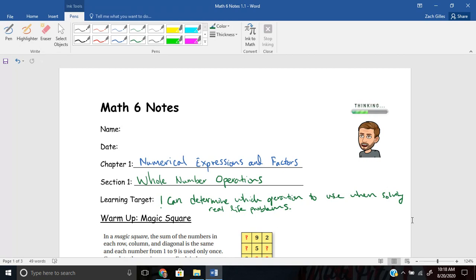Today, really what we're going to be doing is a lot of reviewing from probably last year. So, Section 1 is titled Whole Number Operations. This is kind of a review. Hopefully, most of it's a review to you. Those whole number operations would be like adding, subtracting, multiplying, and dividing.